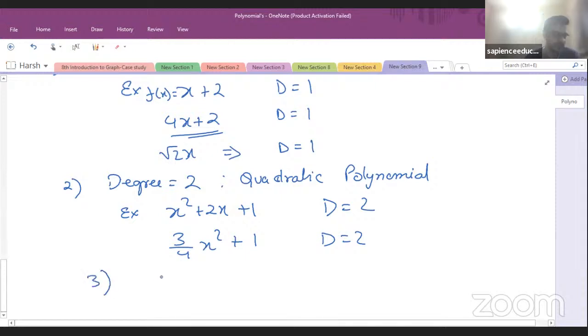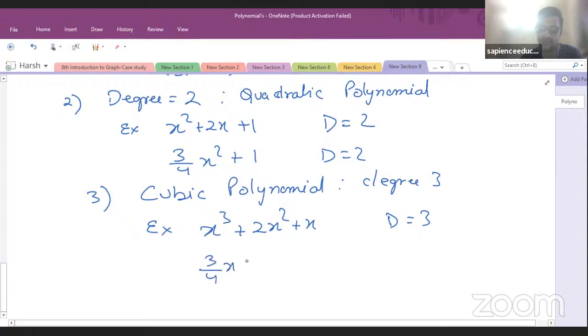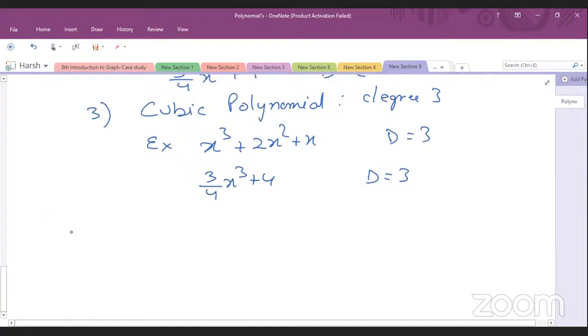Now the third one, cubic polynomial. Example, x cube plus 2x square plus x. What is the degree in this? Degree is 3. So cubic polynomial with degree 3. Here you can write it as 3 by 4 x cube plus 4. Again the degree is 3. So these are known as cubic polynomials. Okay. Are you getting it? Yes, sir.